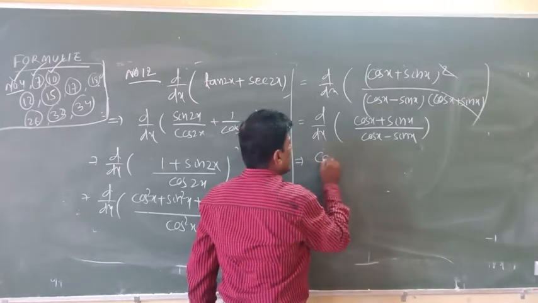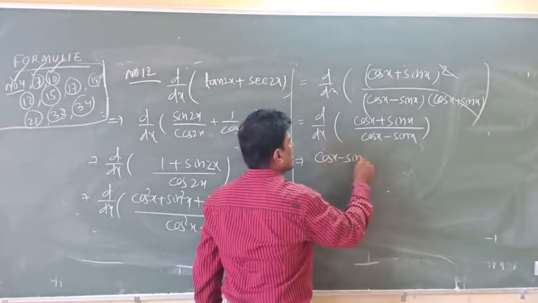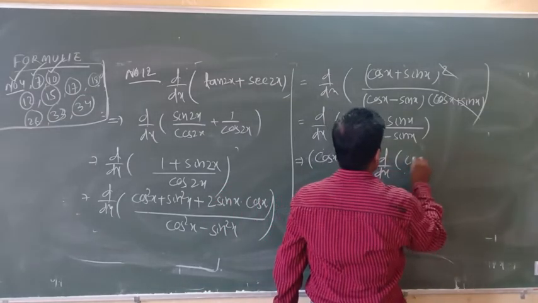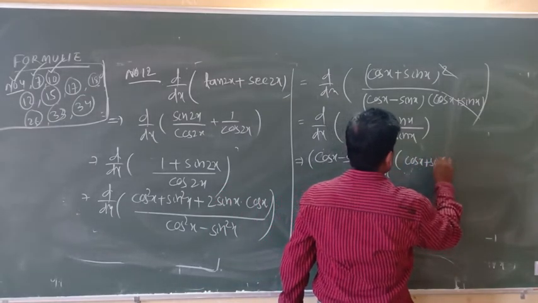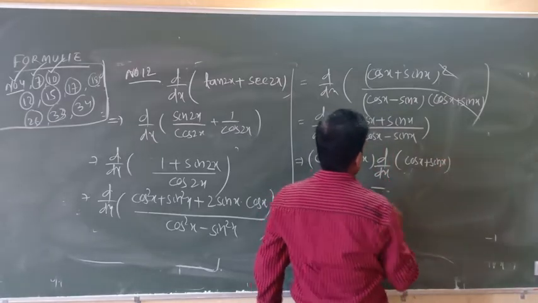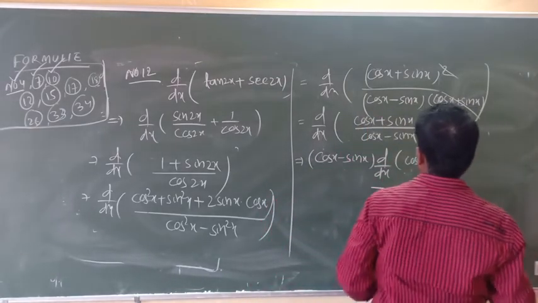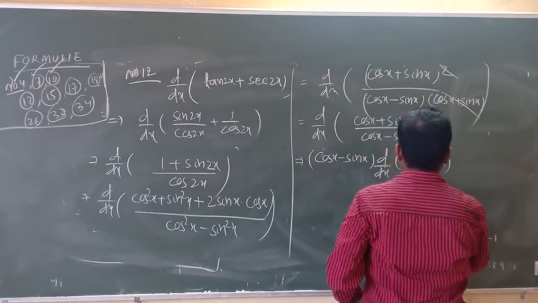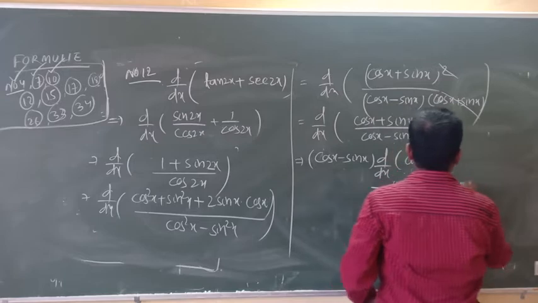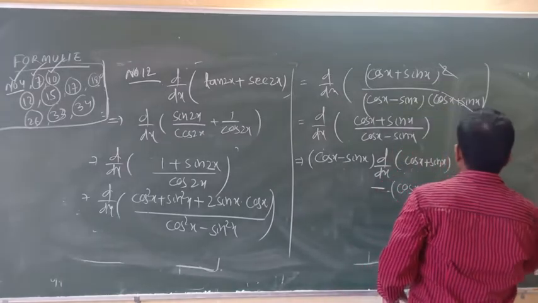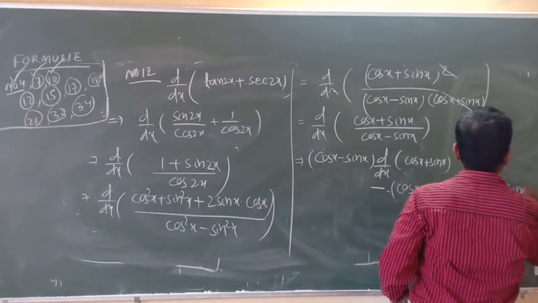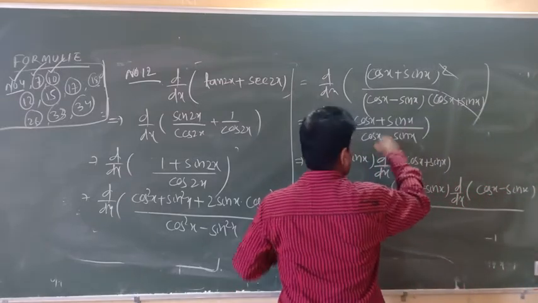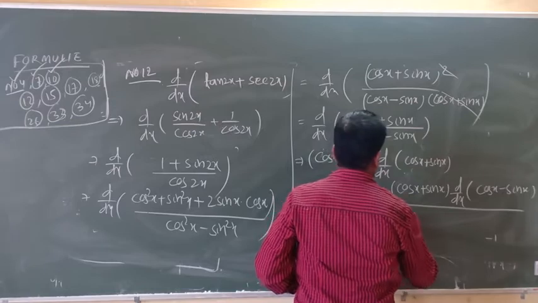The denominator, cos x minus sin x, is treated as constant, times the derivative of the numerator cos x plus sin x. Minus: when it is a division, we use minus. The numerator is treated as constant, times the derivative of the denominator, cos x minus sin x, whole divided by the denominator square, (cos x minus sin x) whole square.